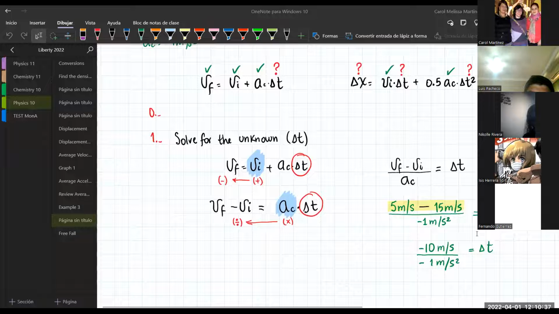Now take a look. My two negatives are going to be canceled. 10 divided by 1 is going to give you 10. Now in what units is this going to be? In seconds. Meters and meters are going to be canceled, and this second from above is going to be canceled with this one from here. So the remaining unit is going to be seconds.